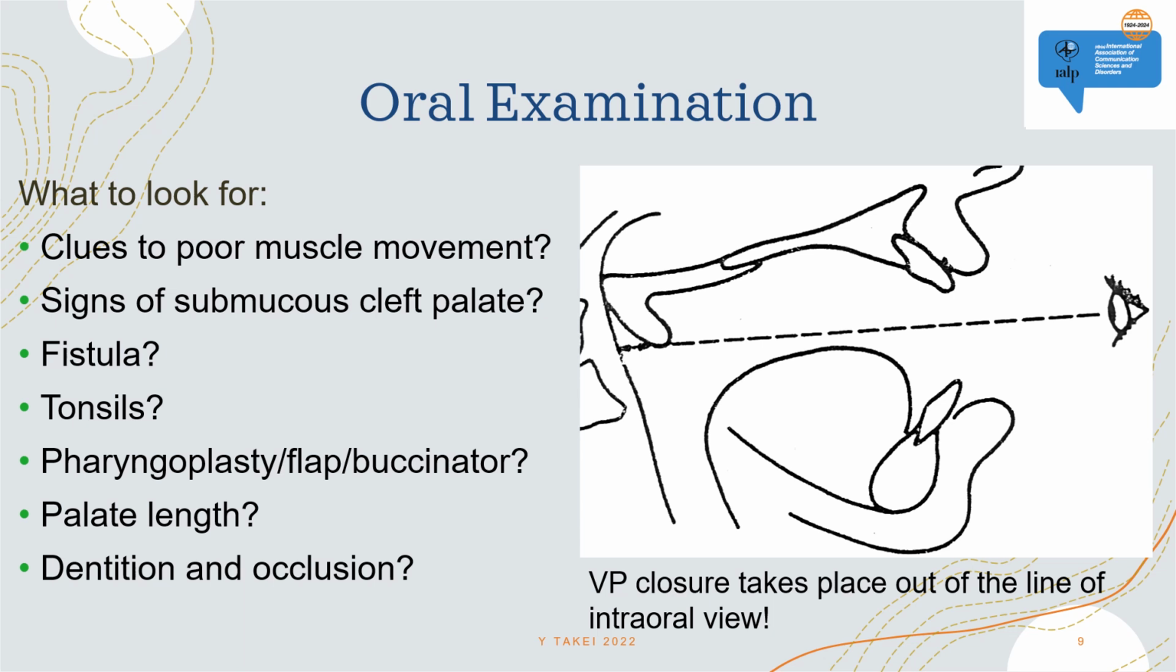Important thing to remember is that VP closure takes place in the nasopharynx, which is out of the line of intraoral view. An accurate diagnosis of VP closure for speech requires imaging studies, which we will discuss later.